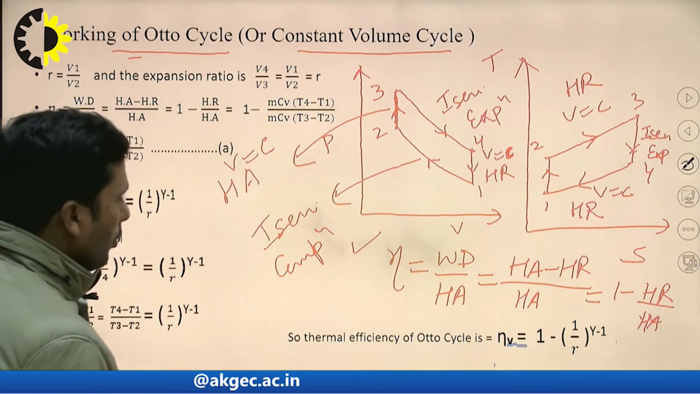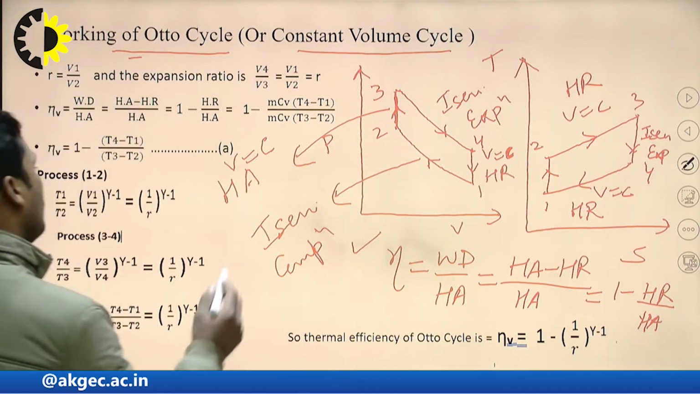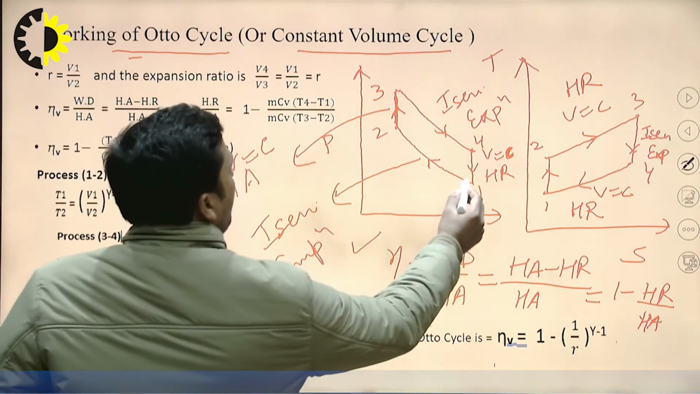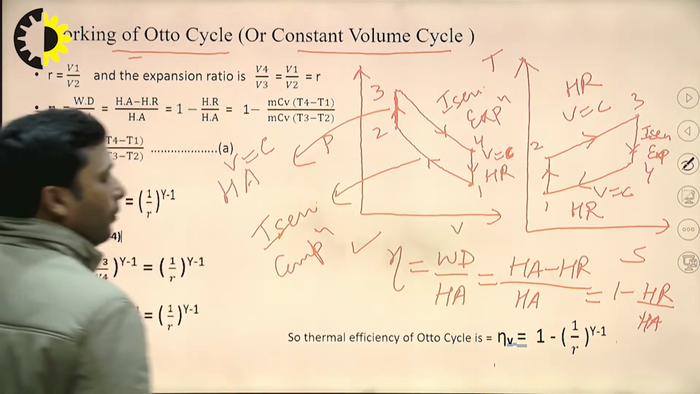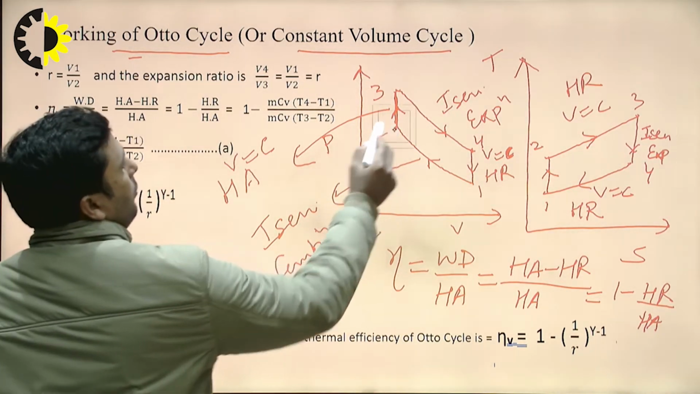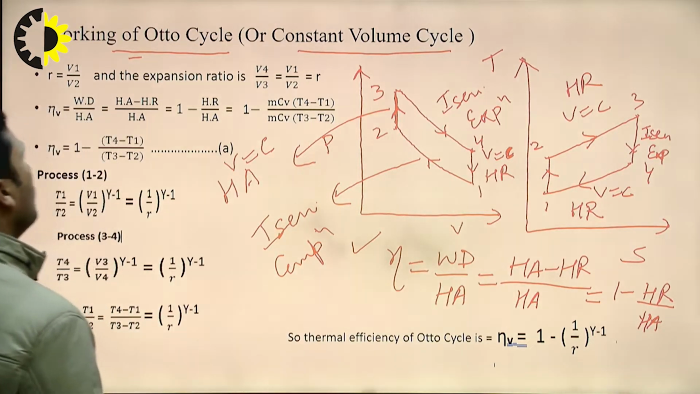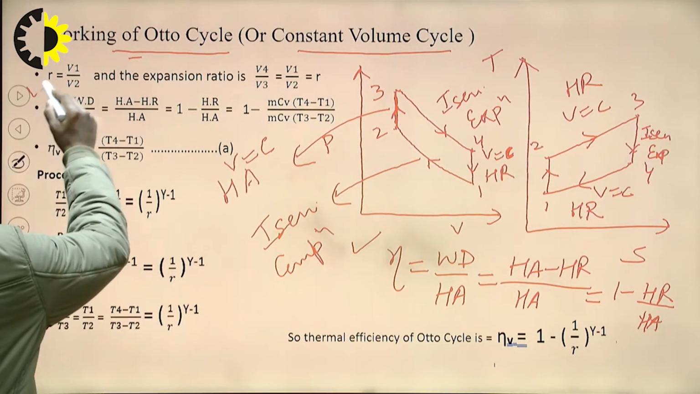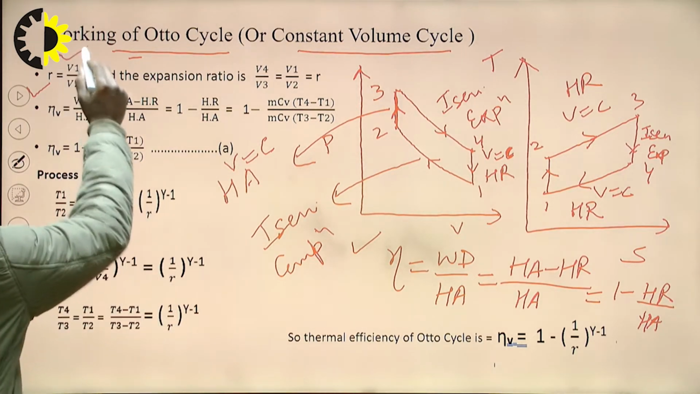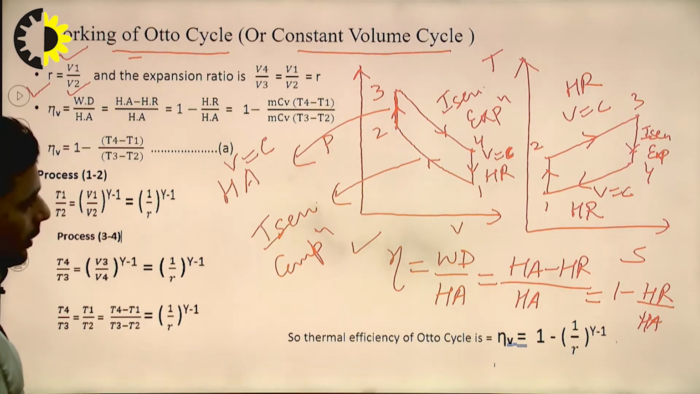So if we look at the PV and TS diagram, process 1 to 2 is isentropic compression process, and volume at 1 is the volume of gases before compression, and volume at 2 is the volume of gases after compression. And we also know from the last class that compression ratio, small r, is defined as the volume before compression to the volume after compression. So r is equal to V1 by V2, known as compression ratio.